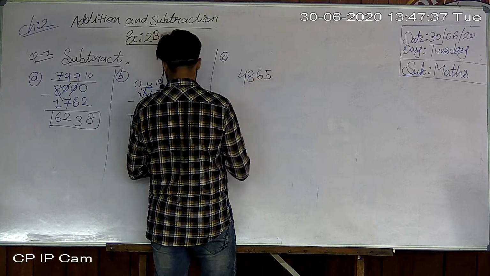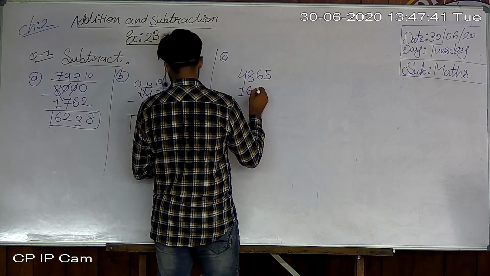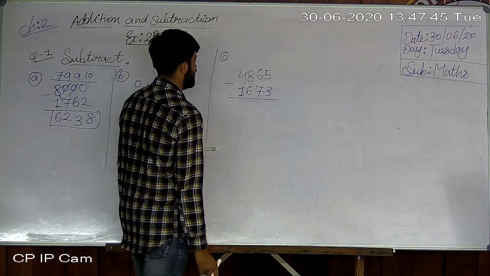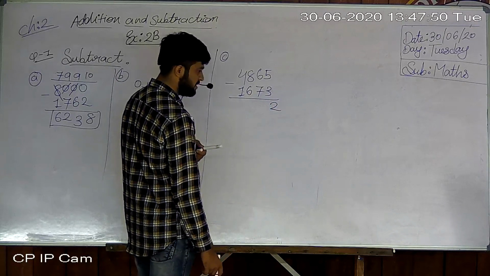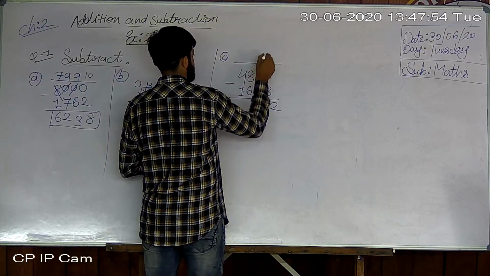4,865 and 1,673. So 5 minus 3. How many? 2. 6 minus 7, possible? If not possible, so we are taking a borrow. 10 plus 6, 16.